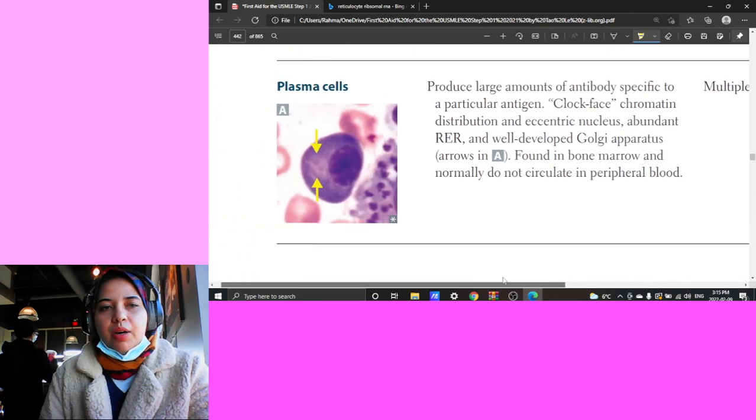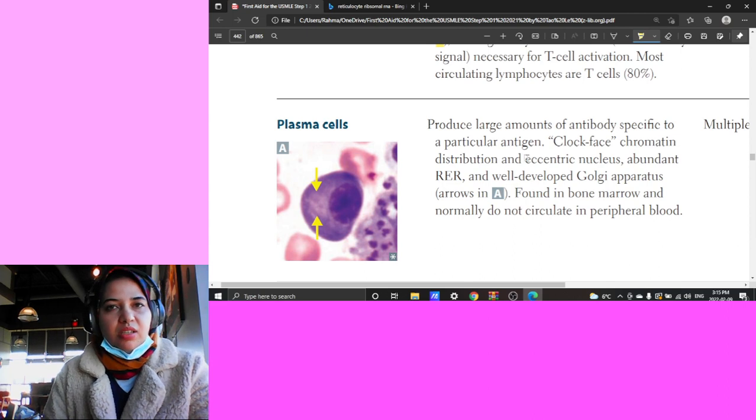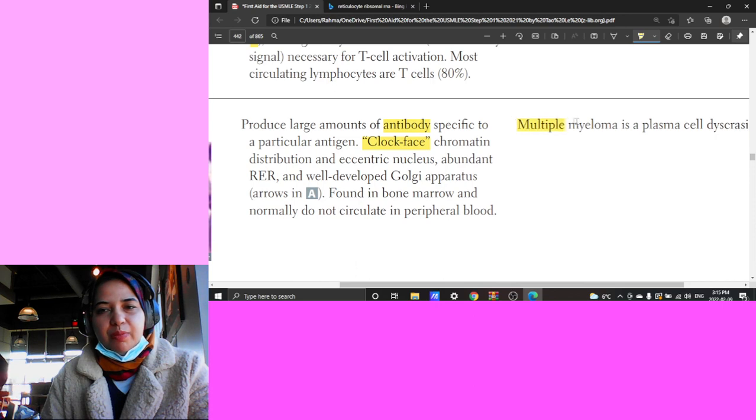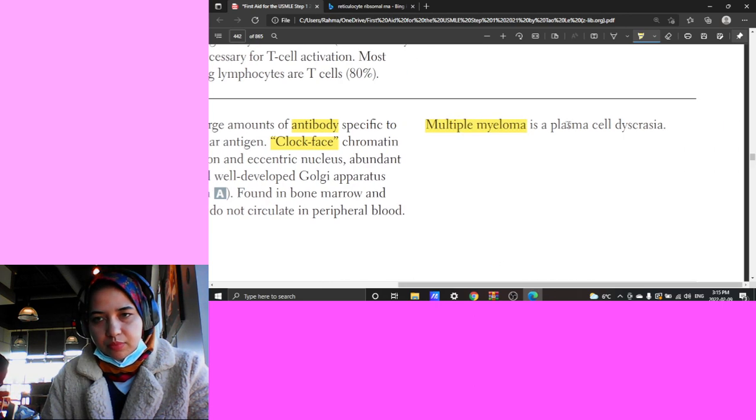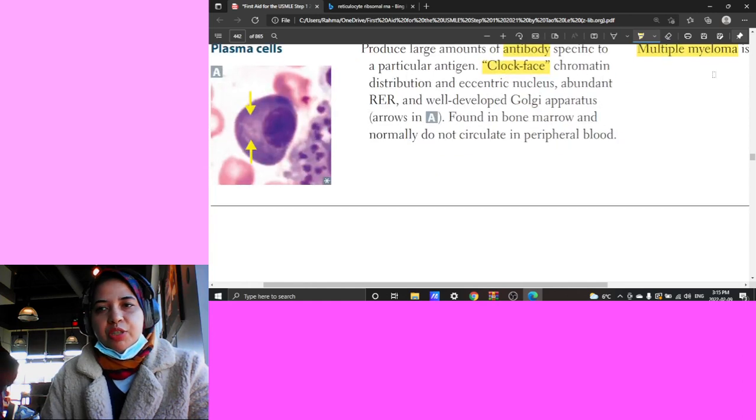Then, last but not least, you have the plasma cells. These plasma cells are responsible for developing and producing the antibodies. They have a cartwheel or clock-face chromatin. The important thing is that they are part of a lot of pathologies. The most important one is multiple myeloma, which is a cancer of the plasma cell. This is important for multiple myeloma.